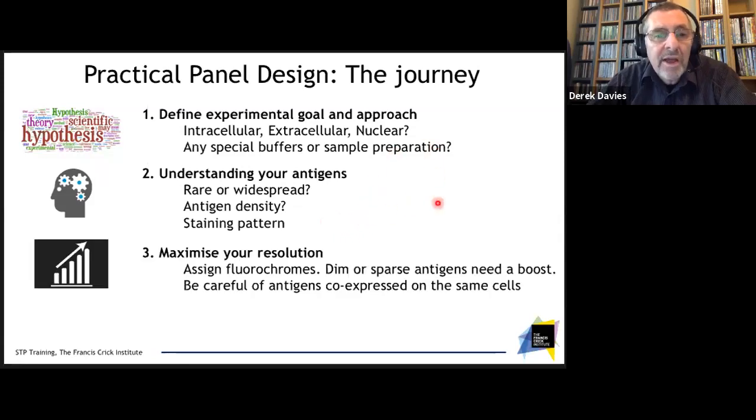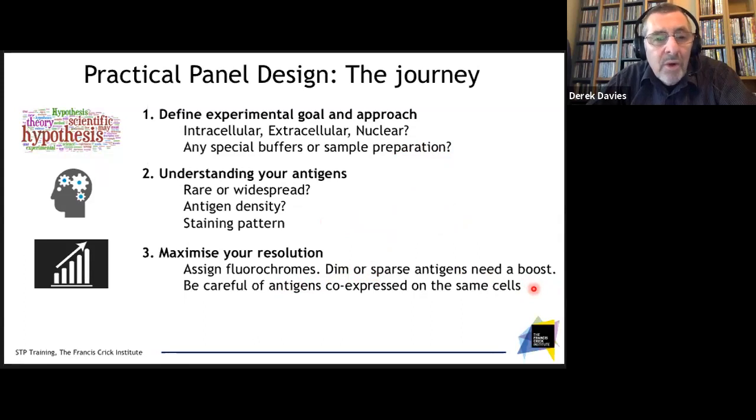Knowing these two things helps us to start thinking about maximizing our resolution. And resolution is probably the most important thing we're going to think about in multicolor design. So we've already started thinking about assigning our brighter fluorochromes to our weaker antigens or our rarer antigens to give ourselves the best chance of being able to see it.